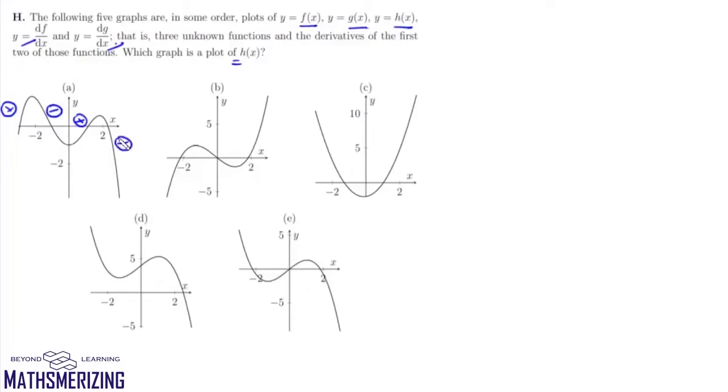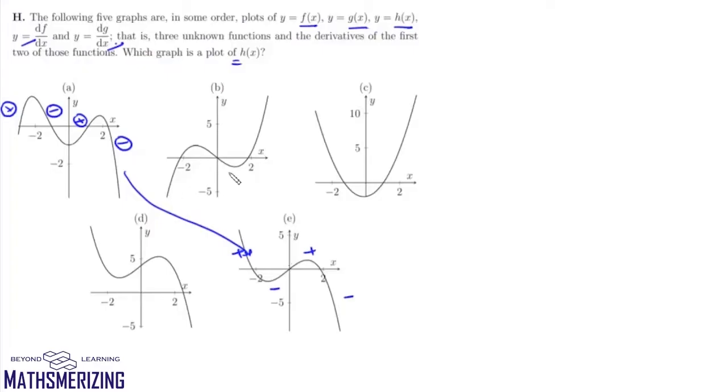Now if we look at this graph E, before -2, this is positive. Between -2 and 0, it is negative. Between 0 and 2, it is positive. And then again this is negative. So graph of E is derivative of graph of A. So this E is matched with A.